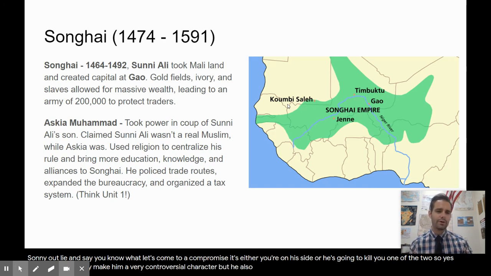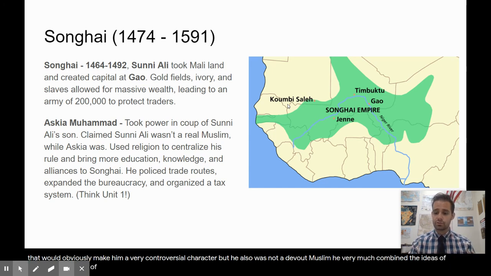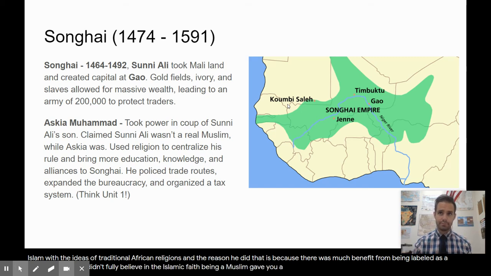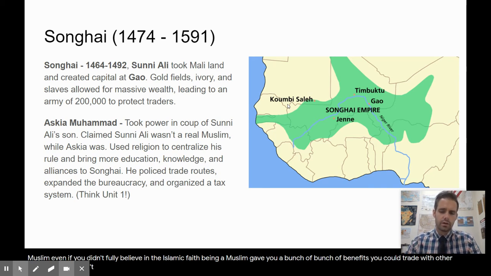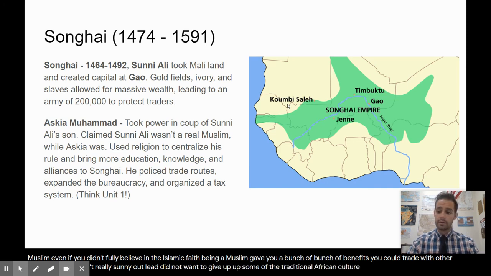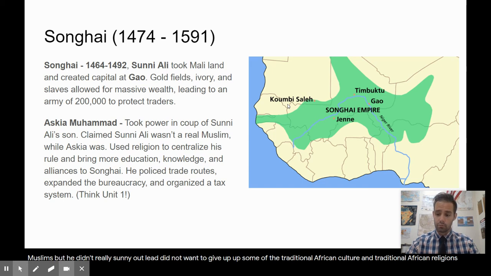But he also was not a devout Muslim. He very much combined the ideas of Islam with the ideas of traditional African religions. And the reason he did that is because there was much benefit from being labeled as a Muslim. Even if you didn't fully believe in the Islamic faith, being a Muslim gave you a bunch of benefits. You could trade with other Muslims. But Sunni Ali did not want to give up some of the traditional African culture and traditional African religions that he had grown up with.